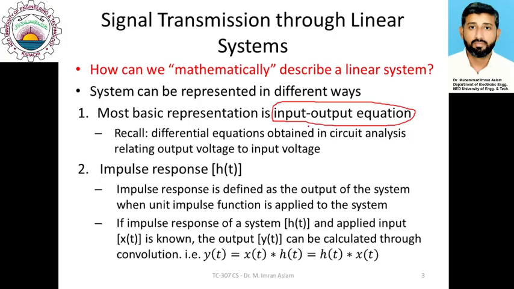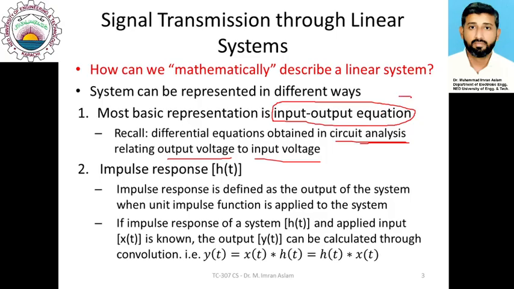Just as an analogy, in your previous course of circuit analysis, you must have done some calculation where you are given a circuit and you try to calculate the output voltage when you are given the input voltage. So whatever we do, if you recall, if you do the mesh analysis or nodal analysis, eventually what you get is a form of a differential equation, and by solving that differential equation you can easily calculate the output voltage whenever the input voltage is given.